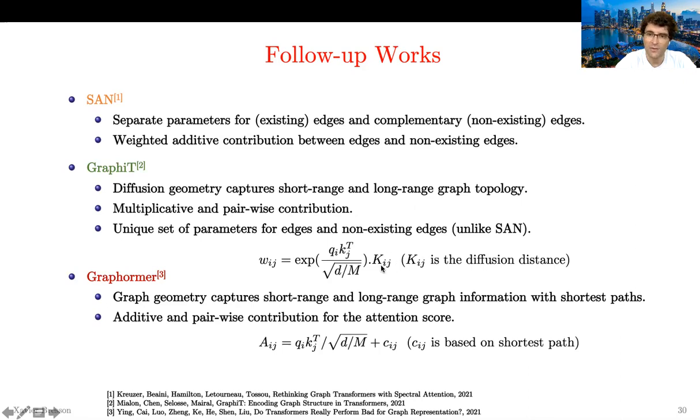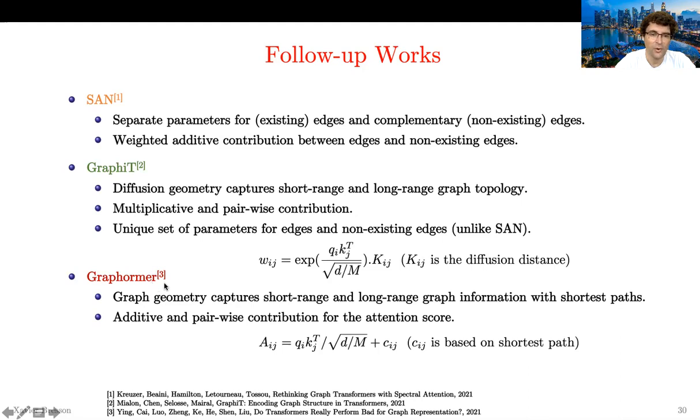So what they did is they multiply the weight score by the diffusion distance. So if two nodes are close to each other, the diffusion distance will be equal to 1. And if they are far away, this will have a small value. So it's going to naturally weight the weight score by the topology of the graph, basically.